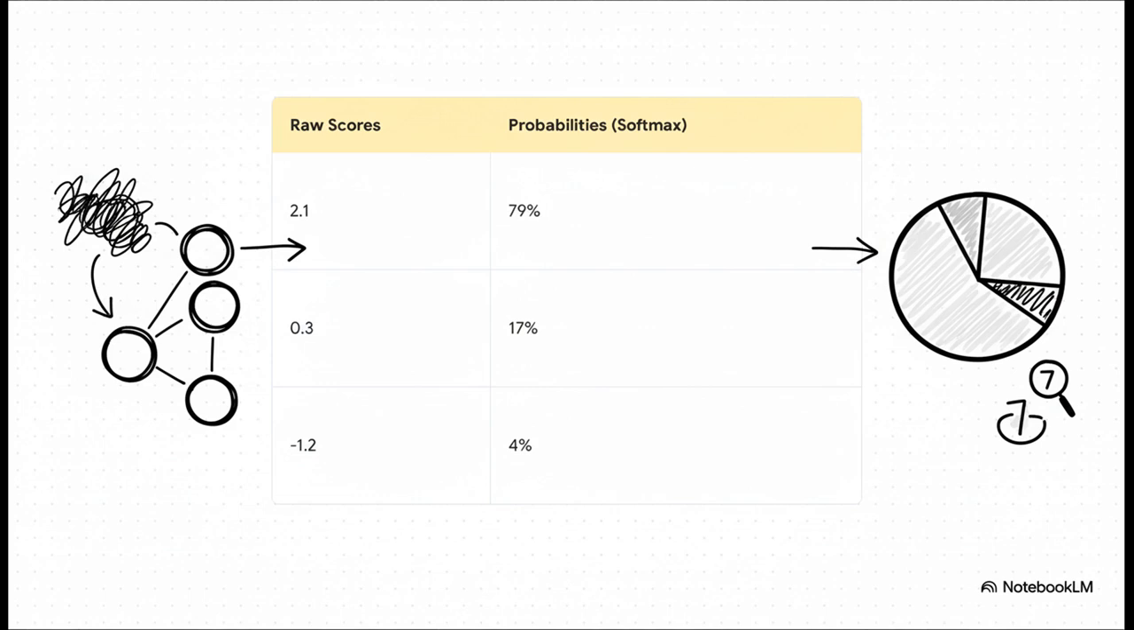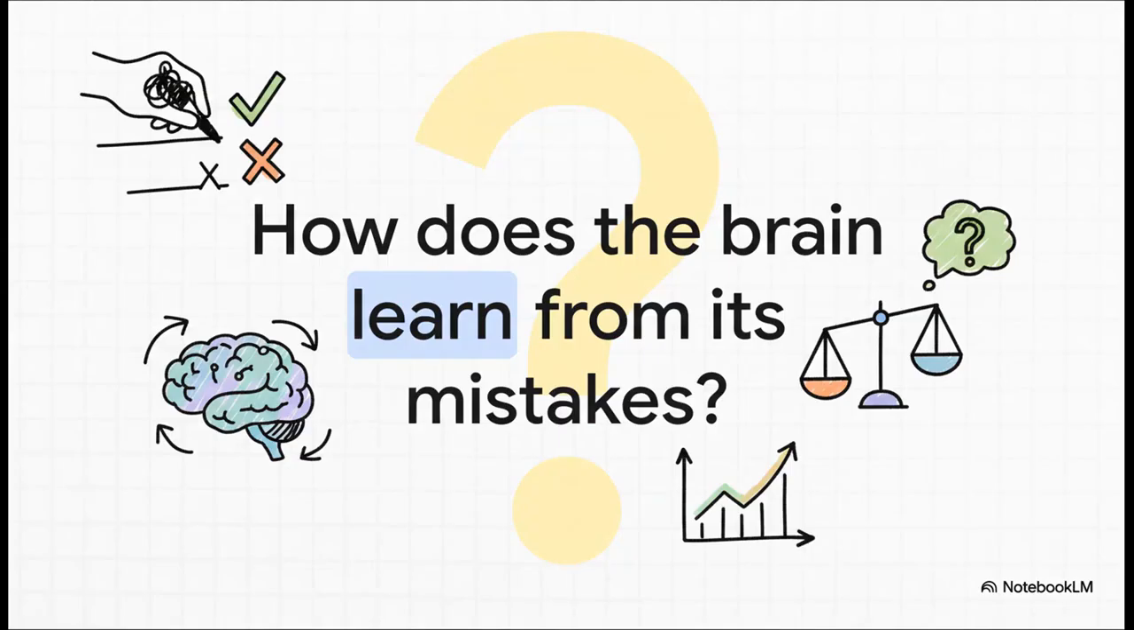Well, softmax transforms those raw scores into something that makes perfect sense to us. A 79% chance it's a 7, a 17% chance it's something else, and so on. And it all adds up to 100%. Perfect. Okay, so the bot can make a guess. That's a huge step. But how does it get better? How does it actually learn from its mistakes and improve for the next time?